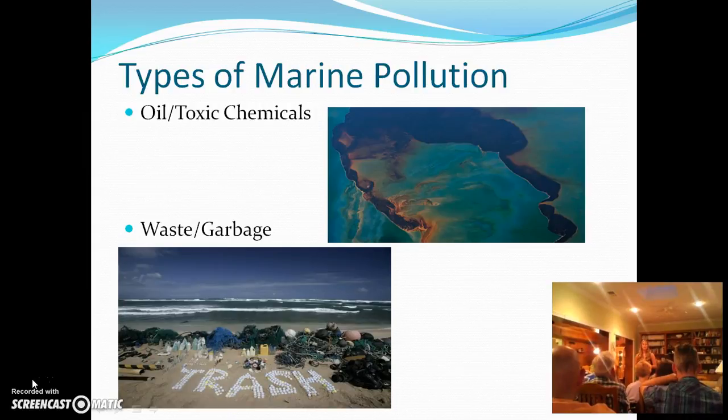I'm going to talk about two main types of marine pollution today, and both of those types originate from land. The first type of marine pollution is oil and toxic chemicals. According to the World Wildlife Fund, or WWF, oil spills only account for about 12% of all the oil that enters the ocean each year, while the majority enters from drains and rivers as a result of industrial cities.